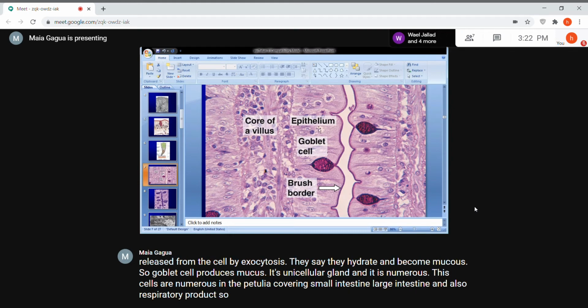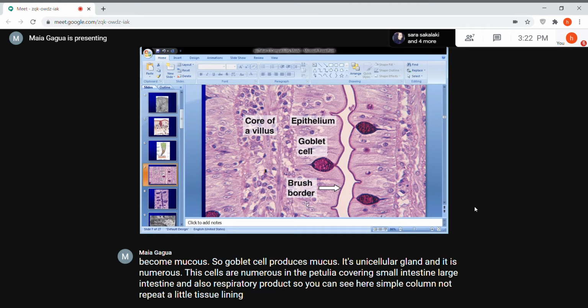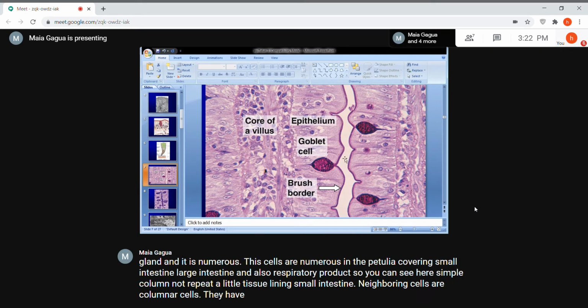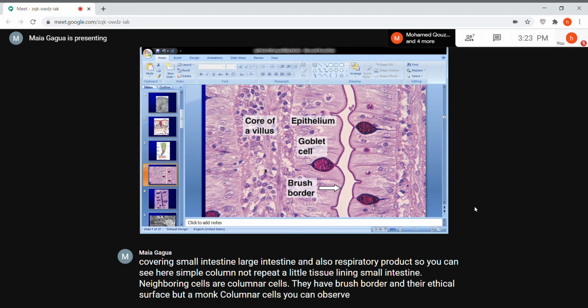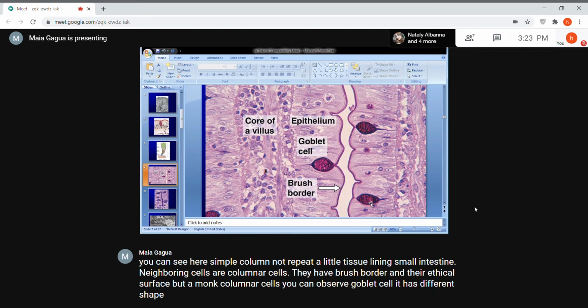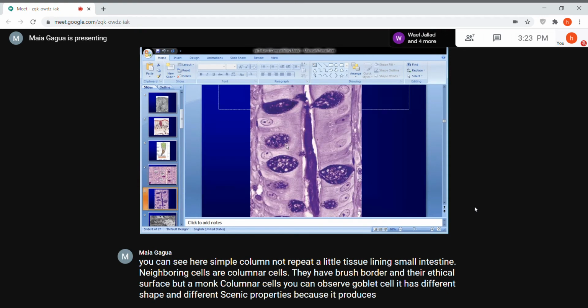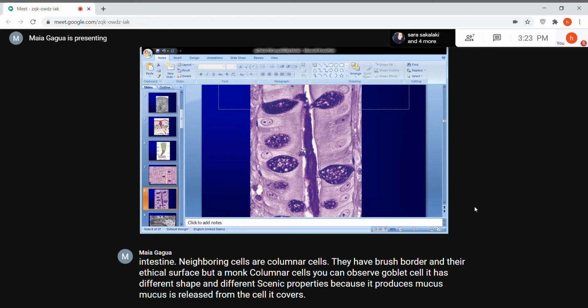So you can see here simple columnar epithelial tissue lining the small intestine. Neighboring cells are columnar cells. They have a brush border at their apical surface. But among columnar cells, you can observe a goblet cell. It has a different shape and different staining properties because it produces mucus. Mucus is released from the cell. It covers the surface and protects and lubricates this tissue.